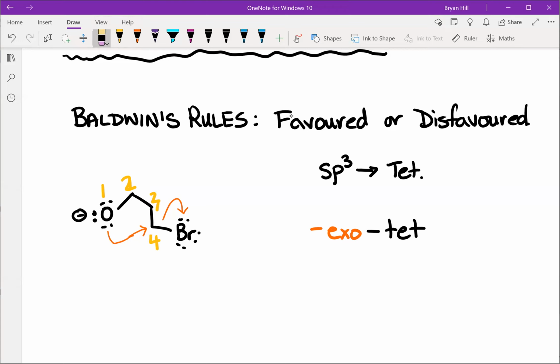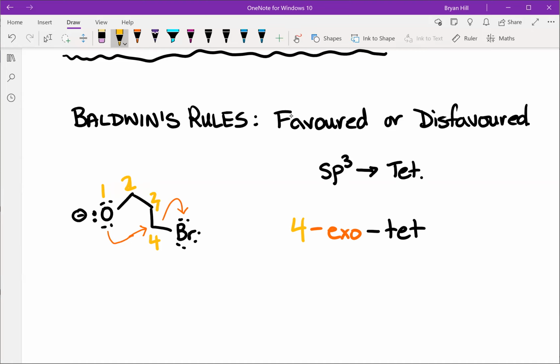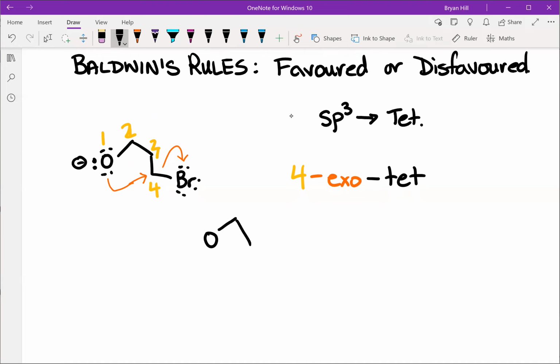This would be classified as a 4 exo tet. So 4 for the number of atoms that are going to make the ring. Tet describing the carbon of where the ring forming is taking place. So that's an sp3 carbon. And exo, the part we don't know about yet, I'll describe in a second. So in this reaction, we would make a 4-membered ring. That would be the product, right?